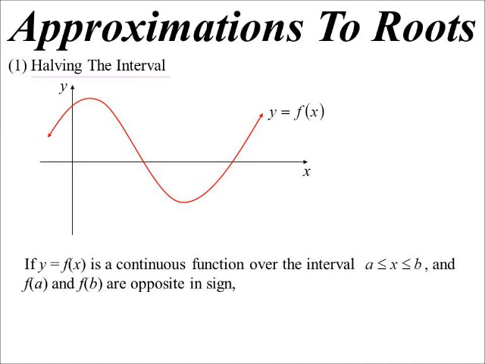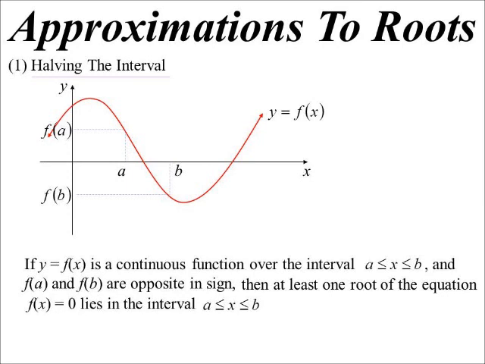So if the curve is continuous from A to B, there's some random function. And I know that the solution exists somewhere between A and B. And I know that because when I sub in A, I get a positive value, and when I sub in B, I get a negative value. So somewhere in between, it must be 0. Halving the interval, we basically find the average of A and B. Find what the halfway mark is.